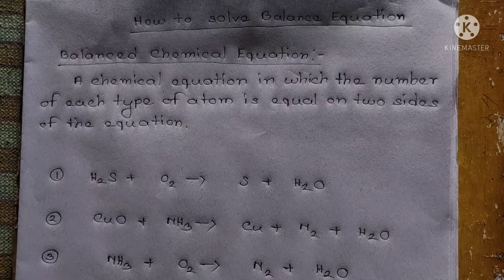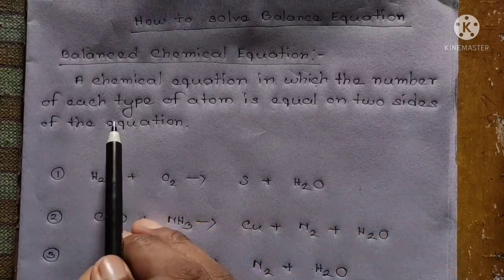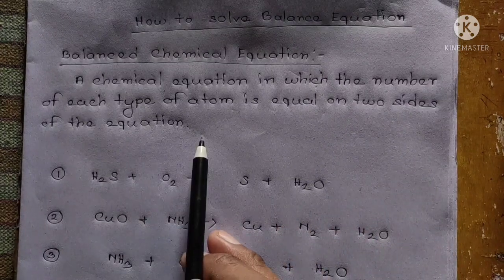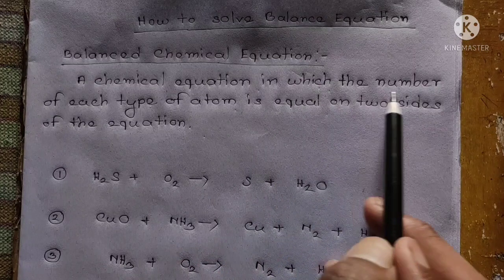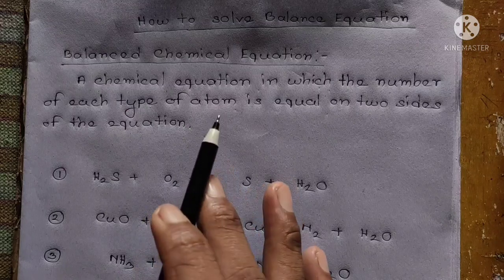Today we will discuss how to solve a balanced equation, an equation which has to be balanced, right? So first of all, let's see what a balanced chemical equation is. A chemical equation in which the number of each type of atom is equal on the two sides of the equation.